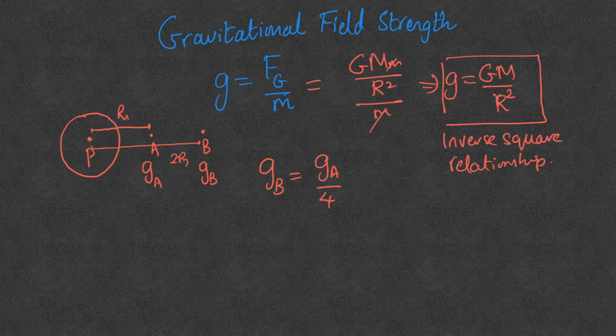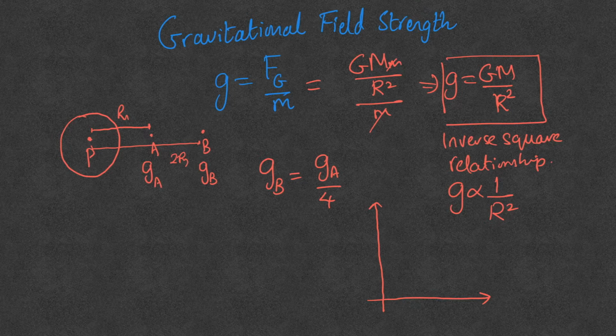Remember that we call it the inverse square relationship because the two are inversely related, which means that gravitational field strength is inversely proportional to r square, which means that if your distance doubles, then your gravitational field strength decreases by, not by half, by 4. So gravitational field strength of B is equal to gravitational field strength of A divided by 4. That's one use.